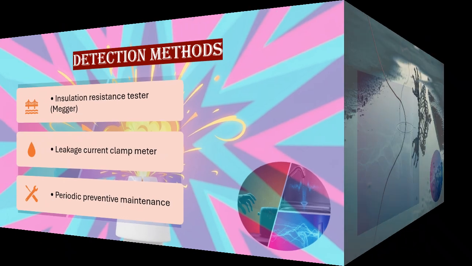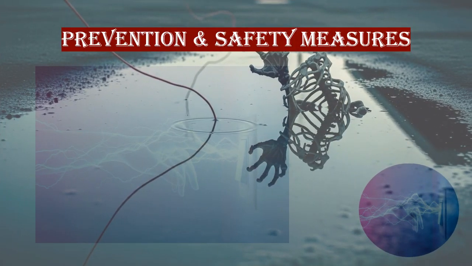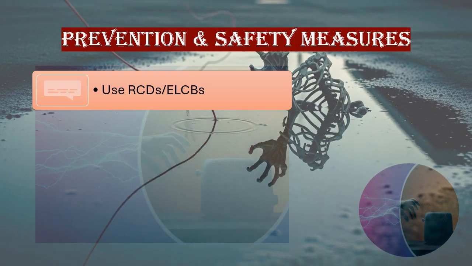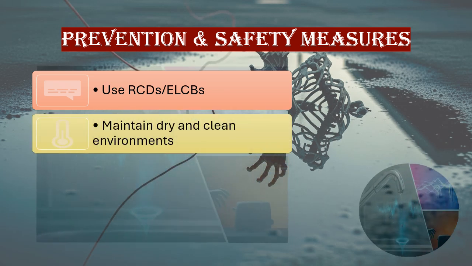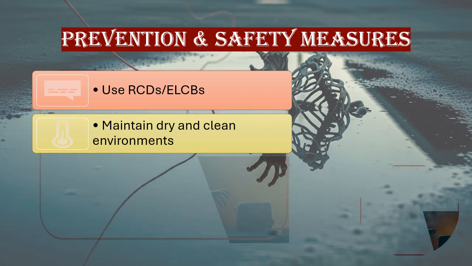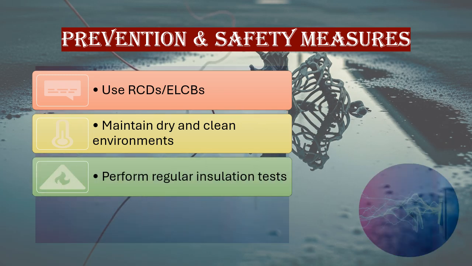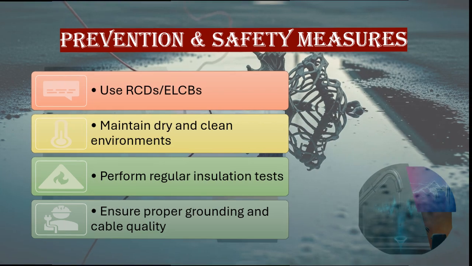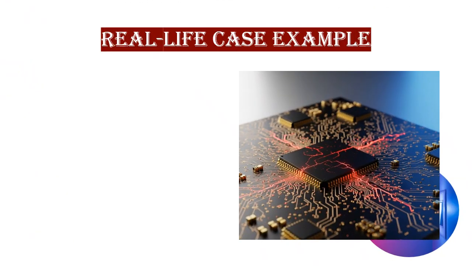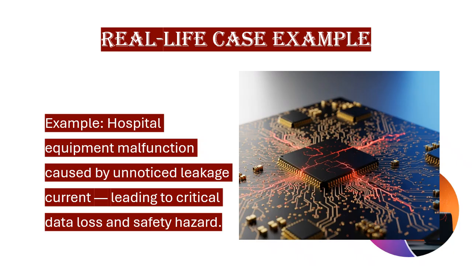Prevention and safety measures. Prevention starts with good design and regular maintenance. Always use residual current devices or earth leakage circuit breakers for protection. Keep electrical systems dry and clean, perform insulation tests regularly, and ensure proper grounding and cable quality to reduce leakage paths.